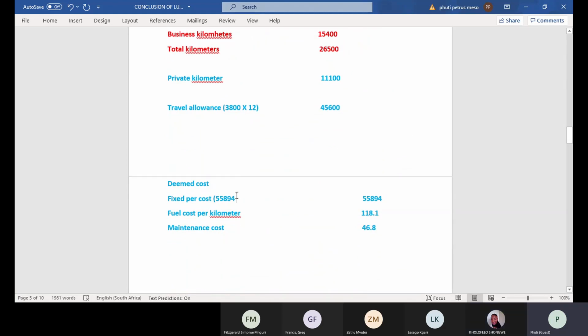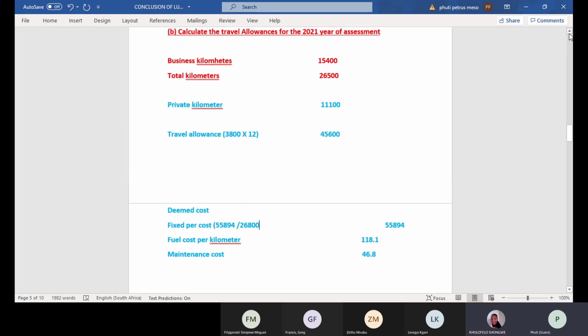So this is what you're going to do. My fixed cost is 55,894. Then you divide it by, is it 26,800? Let me just have a look at it. Yes, I think it's 26,800. Okay. So how much is 55,894 divided by 26,800 rand? We're trying to convert this into the total fixed amount per cost, which is 55,894, and then you divide this by 26,800. So it's 2.08 or 09.